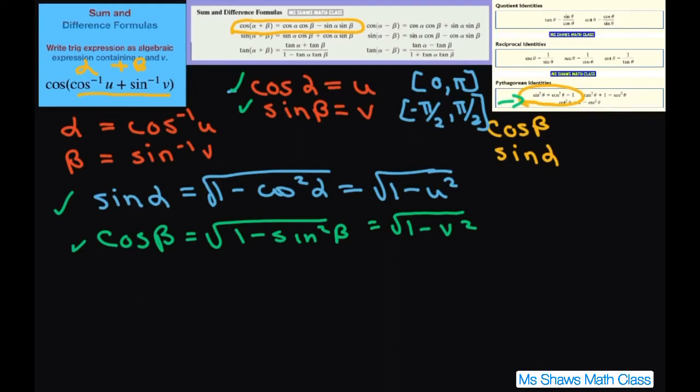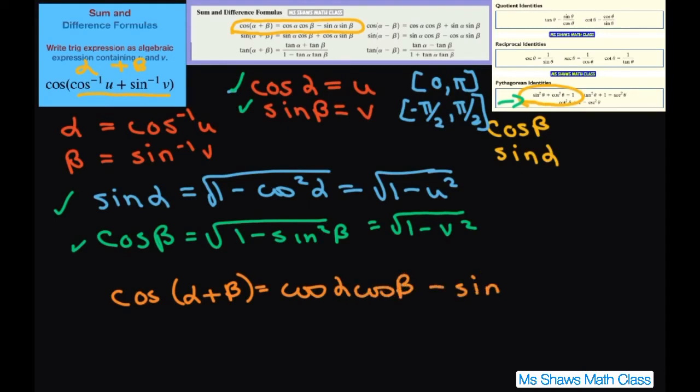So now we can use our formula. And our formula that we're going to use is cosine of alpha plus beta equals cosine of alpha cosine of beta minus sine of alpha sine of beta. So I'm going to just substitute in my values that we have, and we'll have our answer.